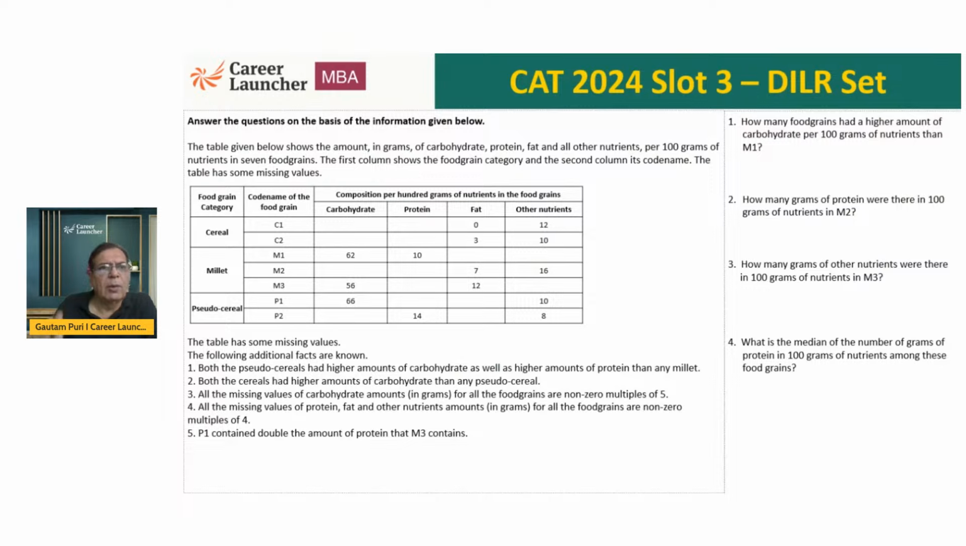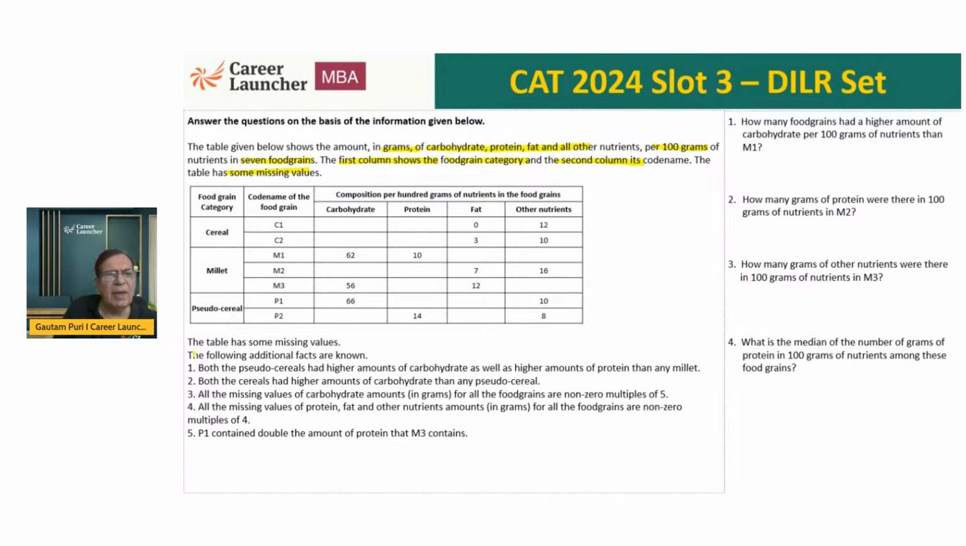Okay, chalo, let's look at this set of data. The table below shows the amount in grams of carbohydrates, protein, fats, and other nutrients per 100 gram of nutrients in 7 food grains. The first column shows the food grain category, and the second column its code name. The table has some missing values, so it's a missing value table. That is very, very obvious.